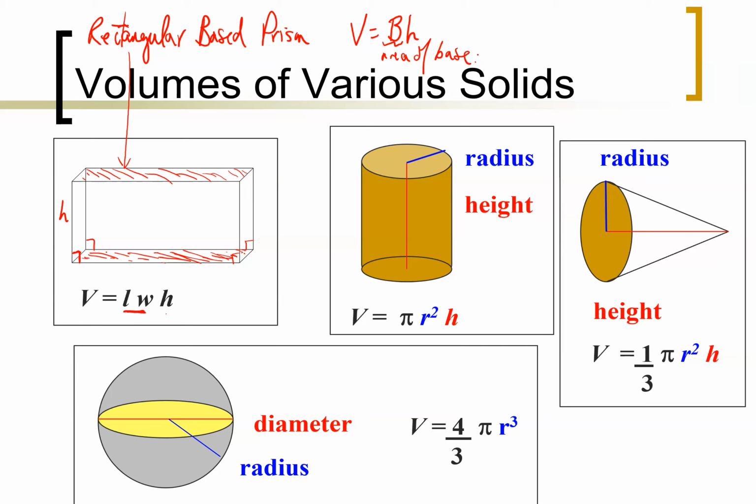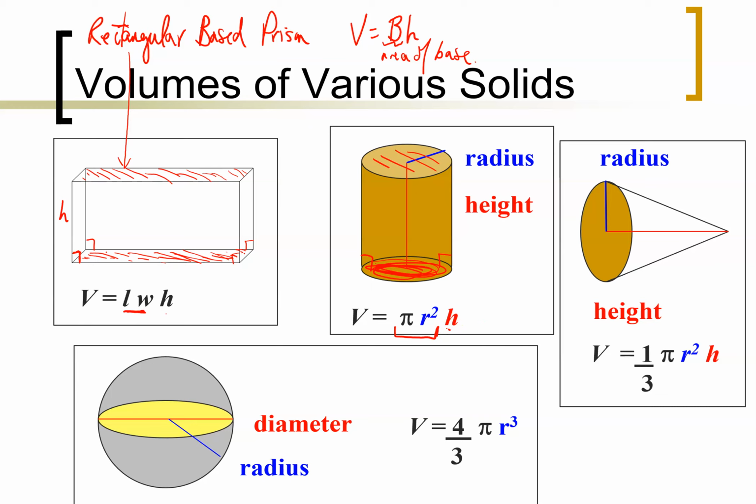Could be triangular. In this case, we have a circular based prism, and we have perpendicular sides, and we have the exact same circle at the top. Notice the formula has the area of the base, pi r squared is the area of a circle, multiplied by height. Okay, so these are some generalities that I want you to be aware of.